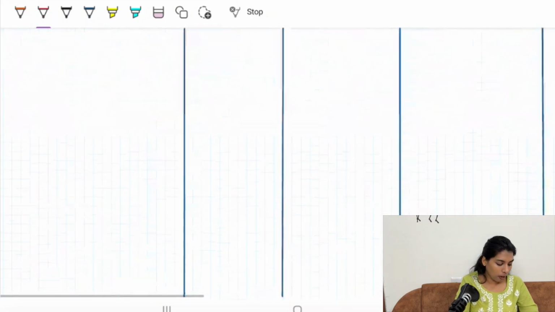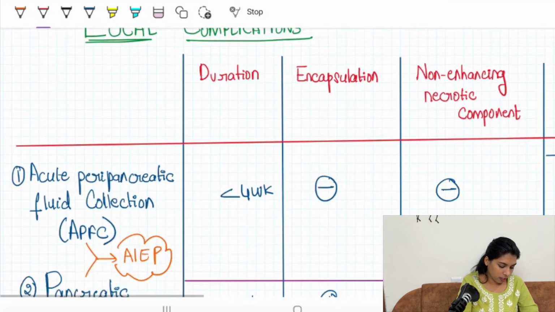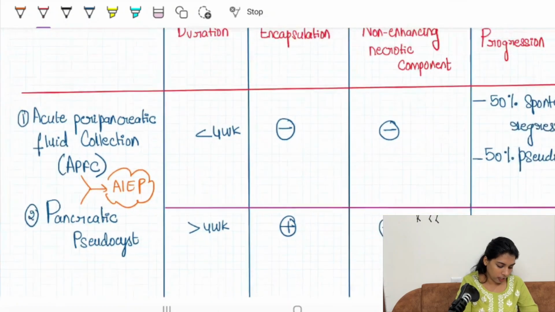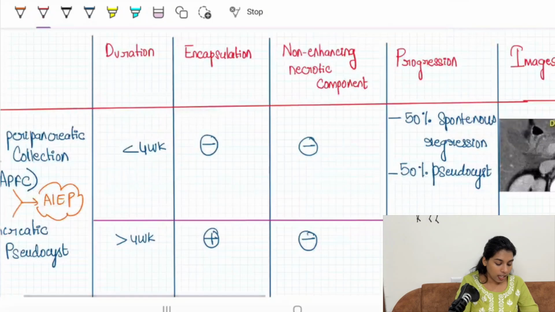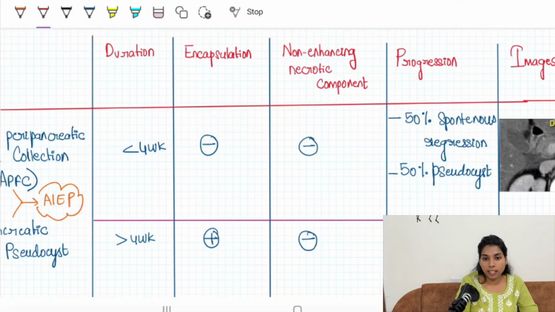First, we'll read about acute peripancreatic fluid collection. Acute peripancreatic fluid collection is typically seen at less than 4 weeks. It is non-encapsulated. It does not have an enhancing necrotic component.